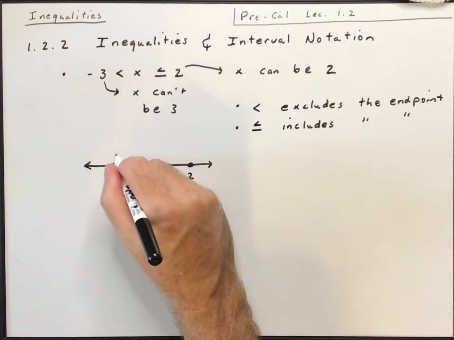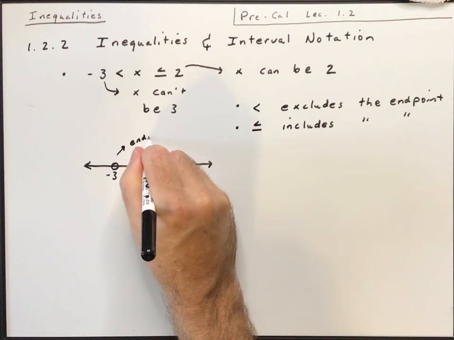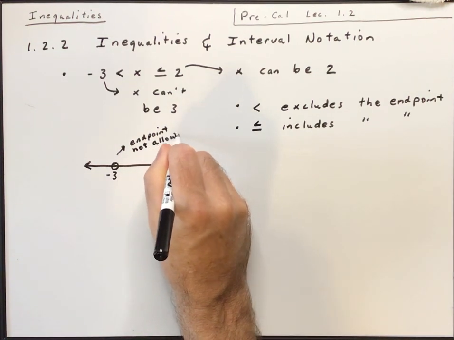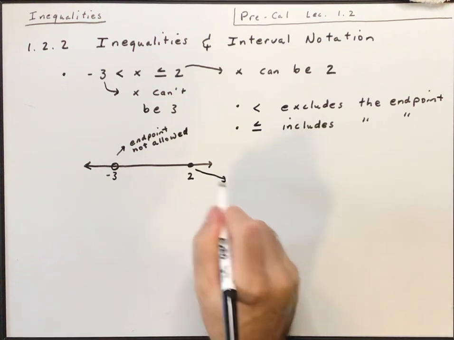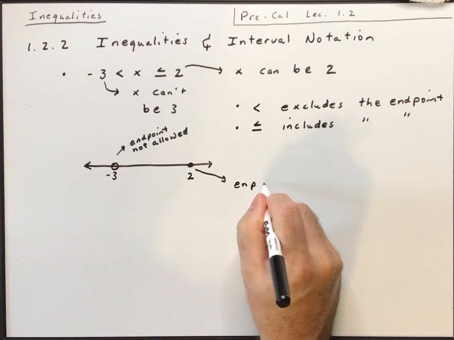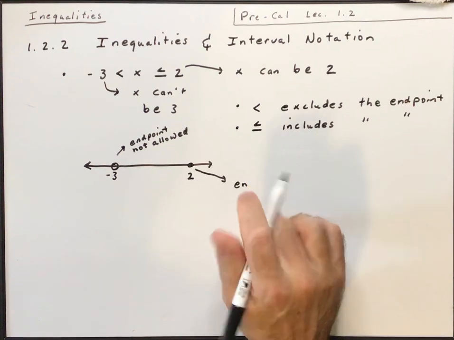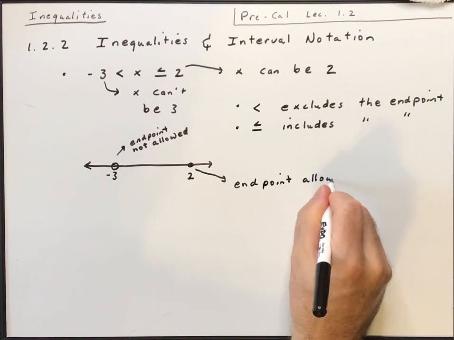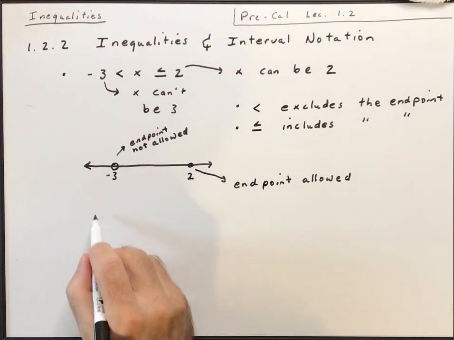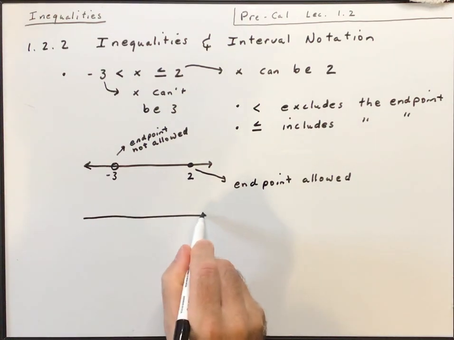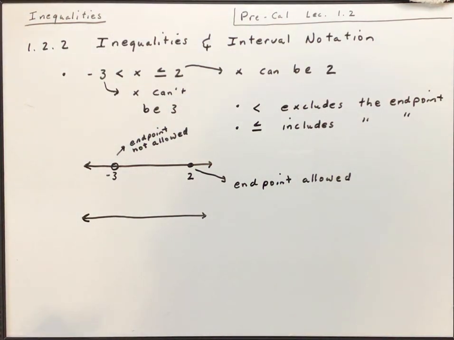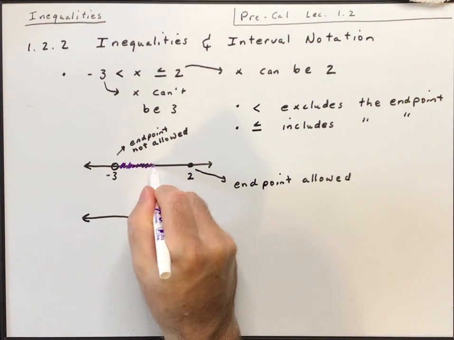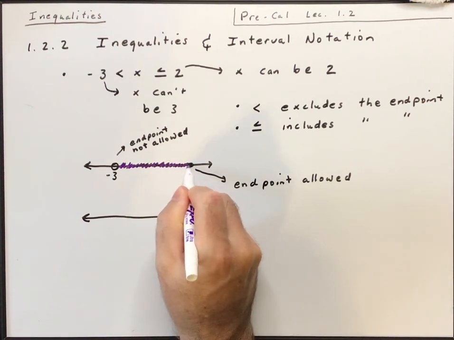So let's go ahead and write that. Endpoint not allowed. And then the closed circle is endpoint allowed. Okay, there's another way that you can express this. And also, because with this interval, a lot of times you'll see that it's filled in between. So you kind of do that.